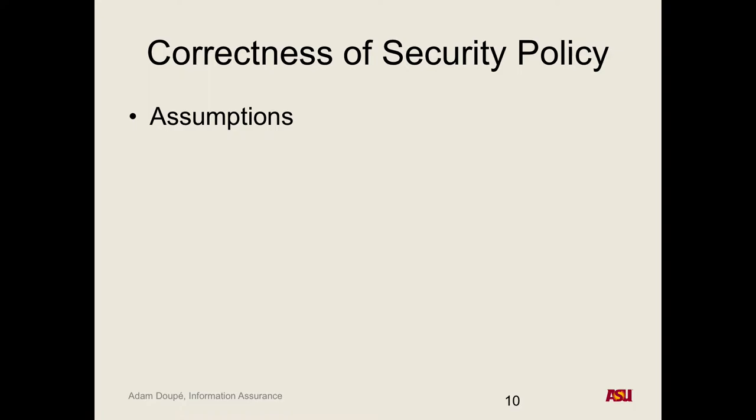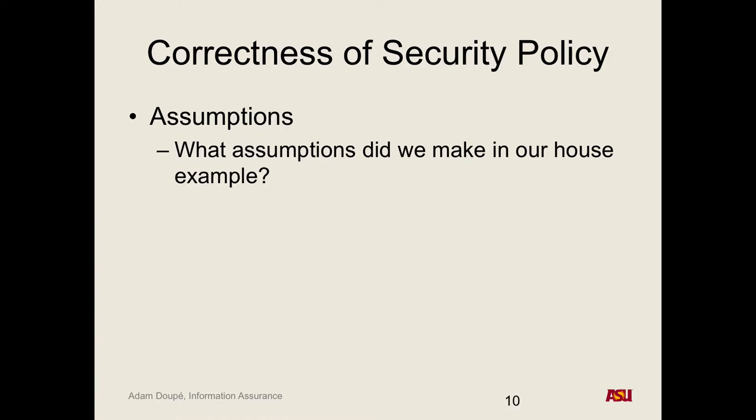So if we want to talk about the correctness of our security policy, did we make any assumptions? In our housing example, did we make any assumptions there? We just talked about defining what people were. Yeah? I assumed it was in the United States. We assumed the United States. How does that change your assumption of the correctness of the security policy?